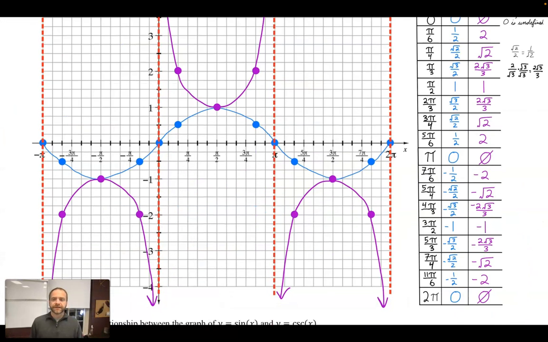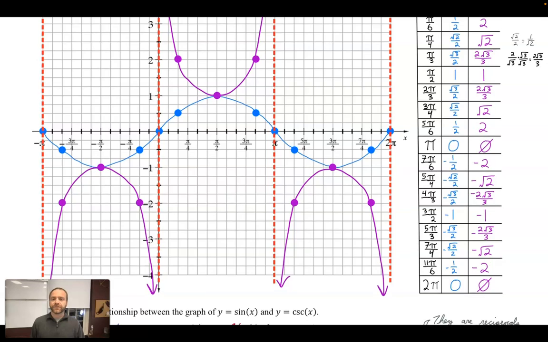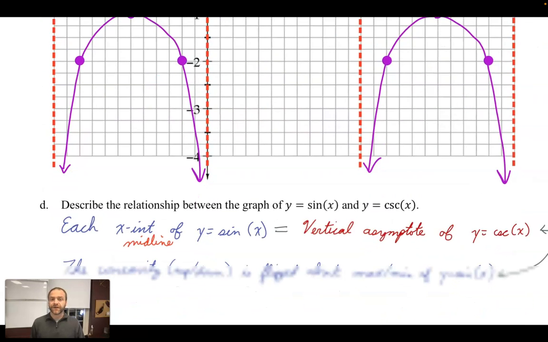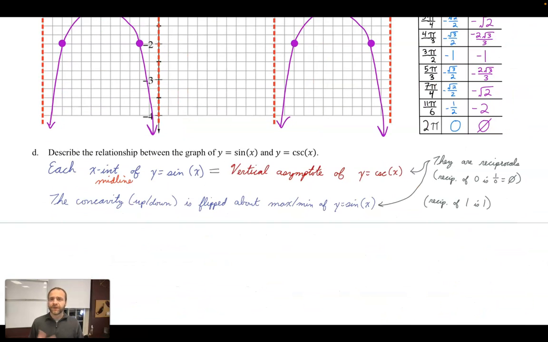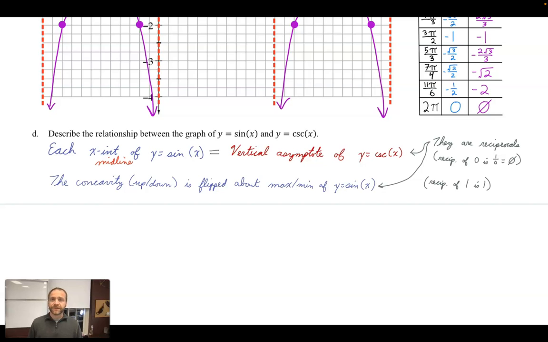Now part D says describe the relationship between sine of x and cosecant of x. And this is what I've been saying in words throughout this video, and I'm just going to give you time to read through it. It says x-intercept, and notice I put in red there, it says midline. Every single time your sine graph crosses the midline, it's going to create a vertical asymptote for cosecant of x. And that's because the reciprocal of 0 is 1 over 0, which is undefined.